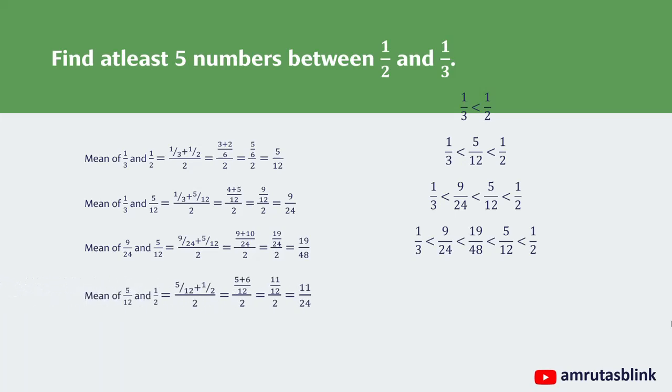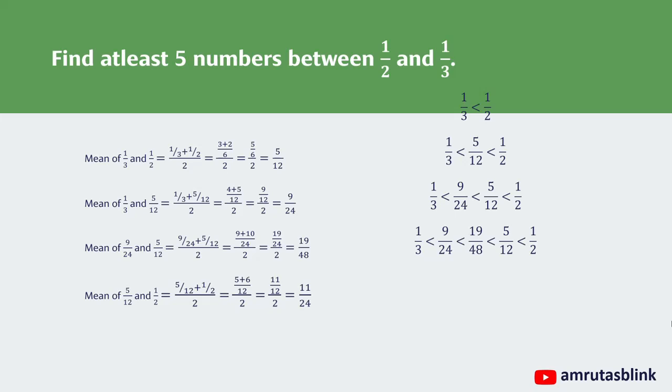Now we'll find out the mean of 5 by 12 and 1 by 2. You can also find the mean of 19 by 48 and 5 by 12, or any two numbers you can consider, and it's just that you need to place them at the correct place. Now we'll find out the mean of 5 by 12 and 1 by 2.